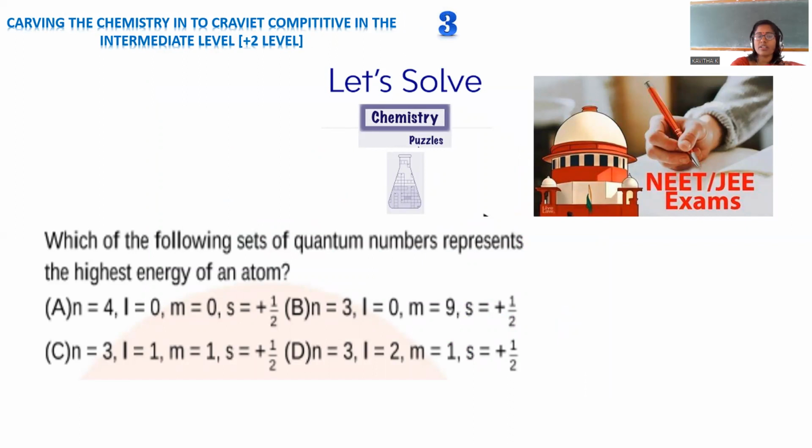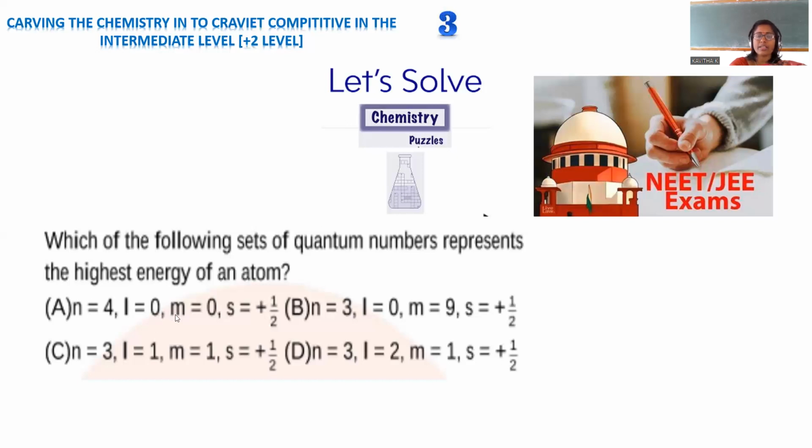Which of the following sets of quantum numbers represents the highest energy of the atom? The highest energy of the atom is to be predicted from the quantum numbers. Principal quantum number n is given. Azimuthal quantum number or angular quantum number l is given. Magnetic quantum number m is given. s means the spin quantum number. First of all, we have to identify which quantum number represents what concept, what information is given by the quantum numbers, right? n is the principal quantum number, which is specific for the size of the orbital and energy of the orbital. l is the angular quantum number, related to the dimensions of the orbitals.